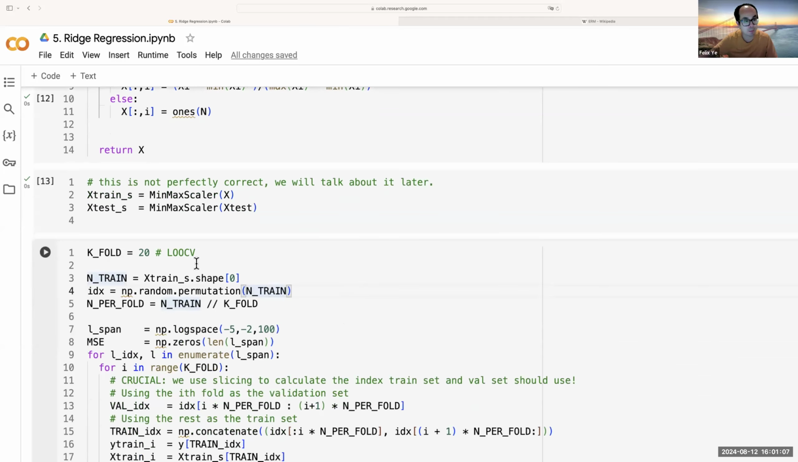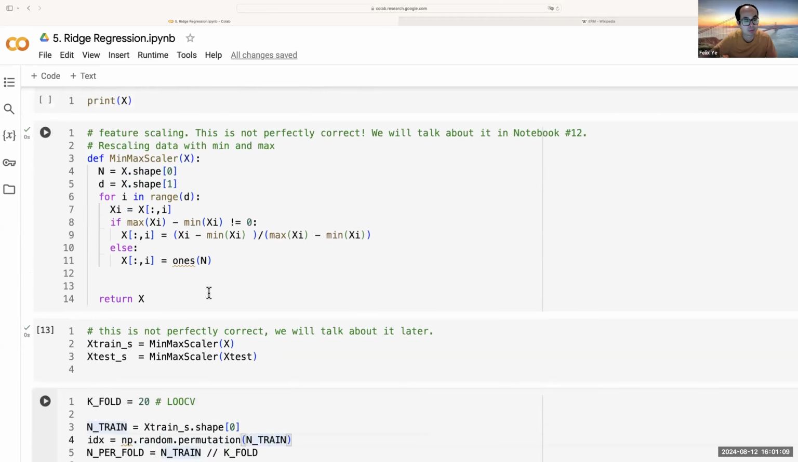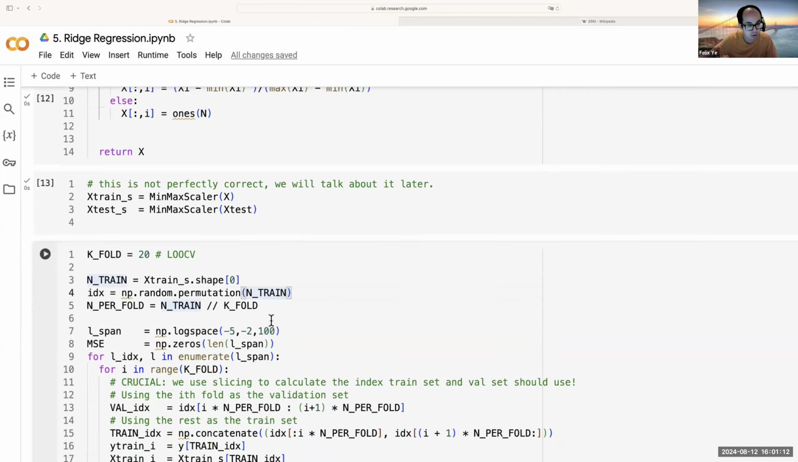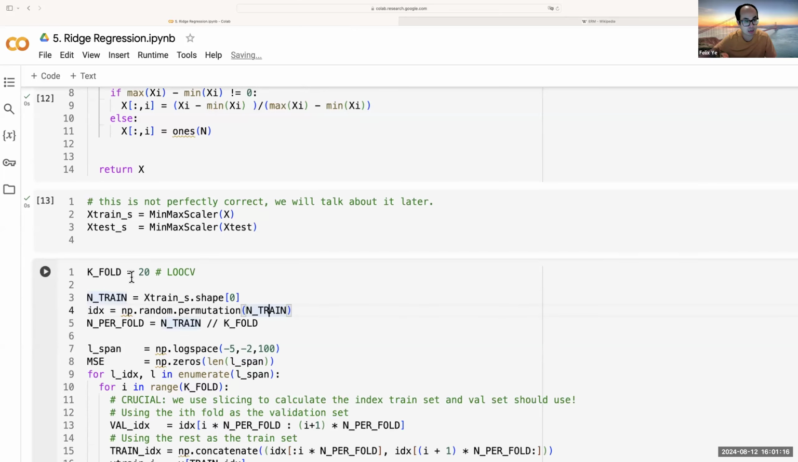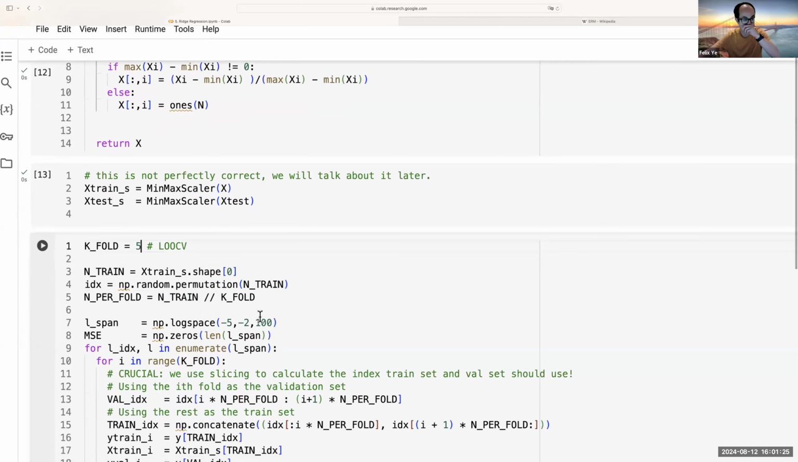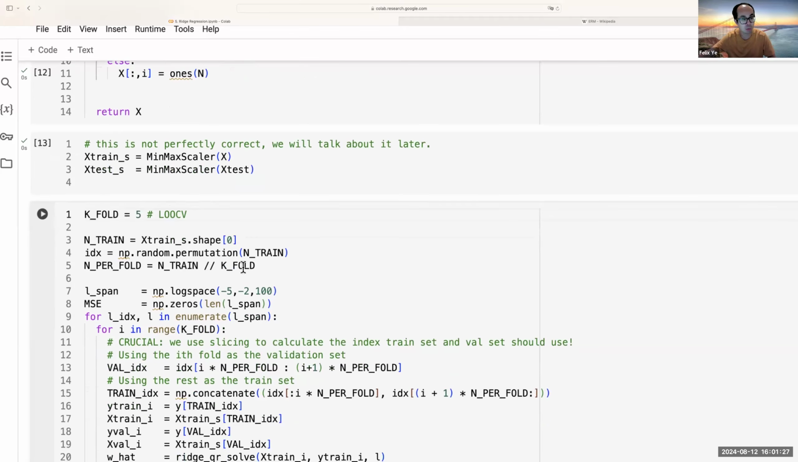All right, so yeah, it's like 0 to 1. So here we are choosing k-fold, k equal to, that's really a lot, let's just choose 5. So what we do is we need to find out the number per fold. That means we need to split this data into folds, and each fold should have that many amount of data here.